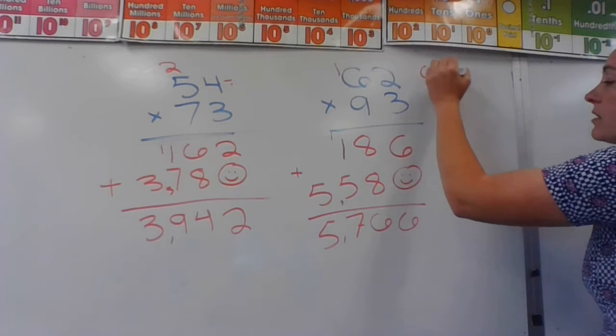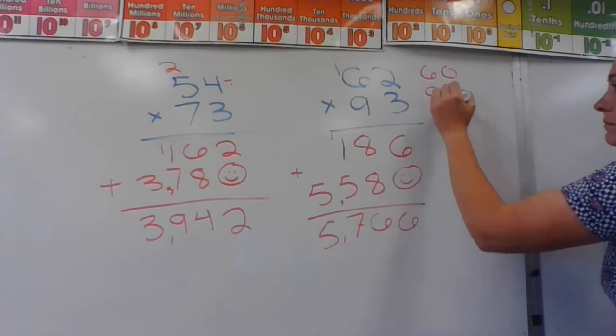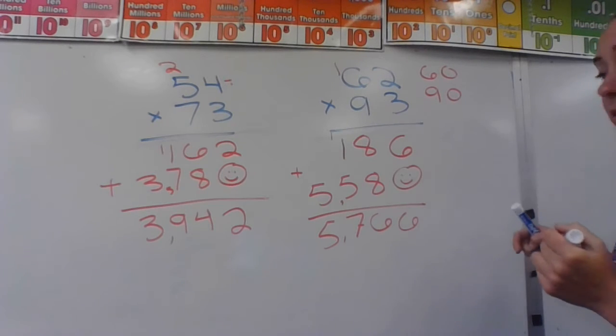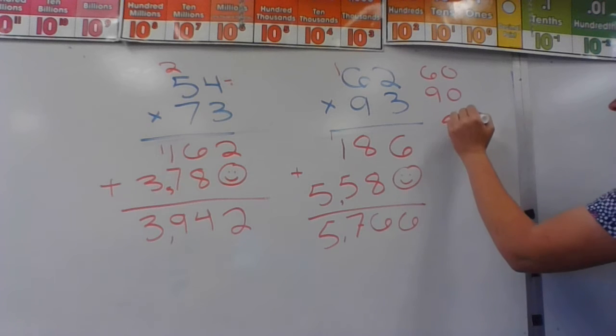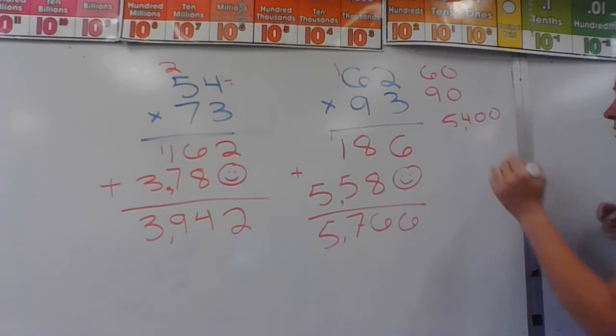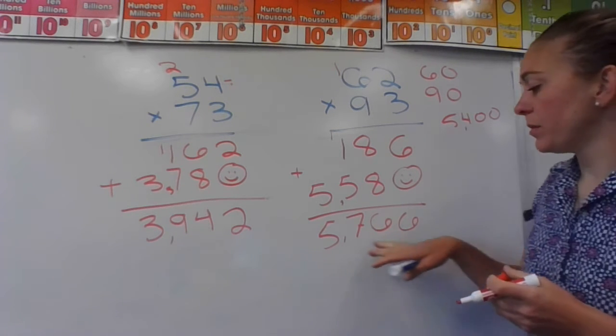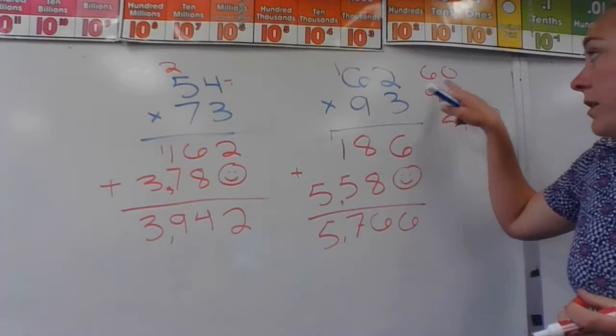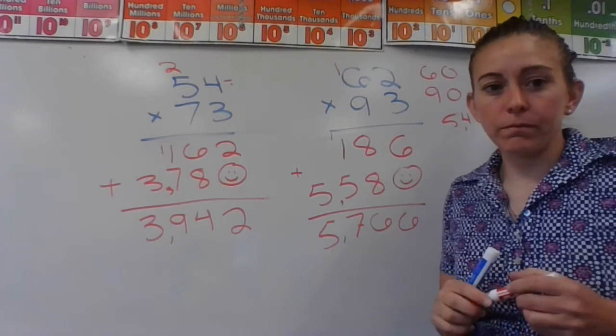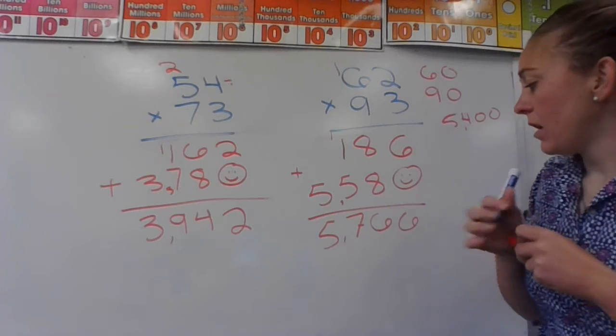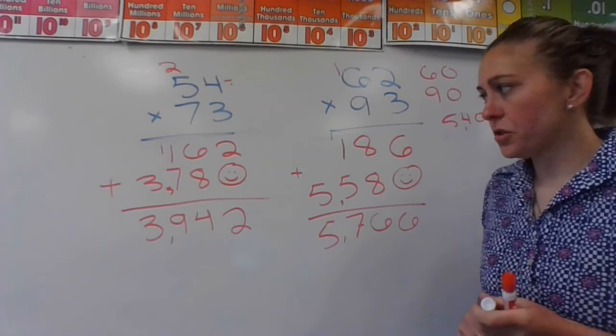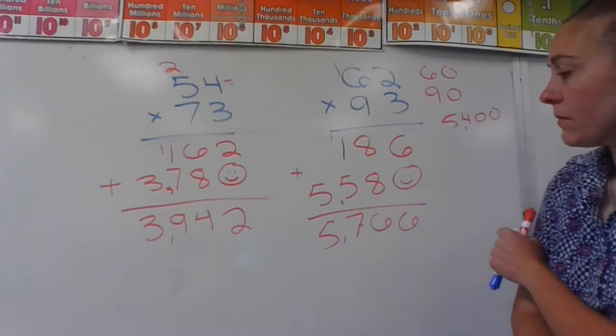And we can check our work on this one as well. 62 is about 60. 94 is about 90. 9 times 6 is 54. Plus 2 zeros would be 5,400. Once again, our answer is a little bit bigger. However, we rounded down when we were estimating, so it makes sense that our answer would be a little bit bigger than that, which seems reasonable.